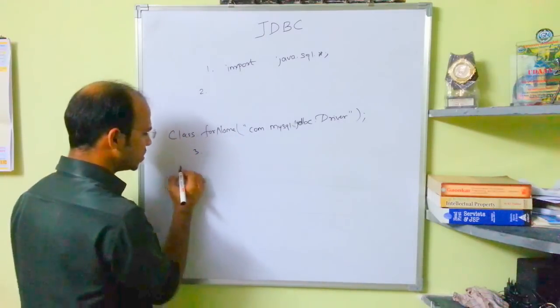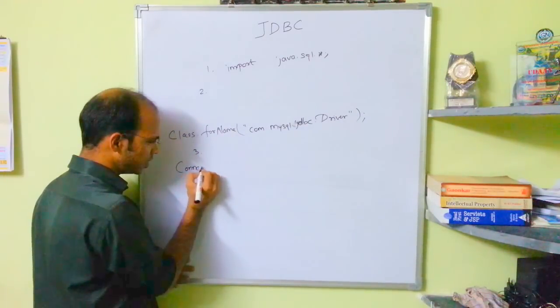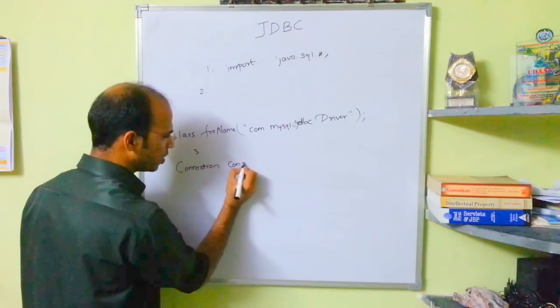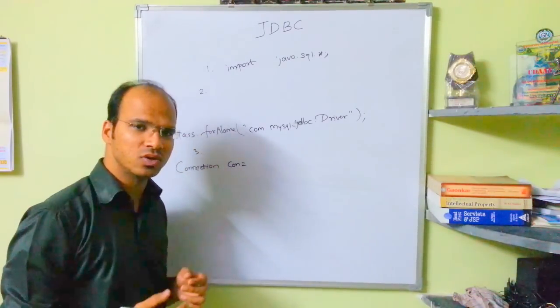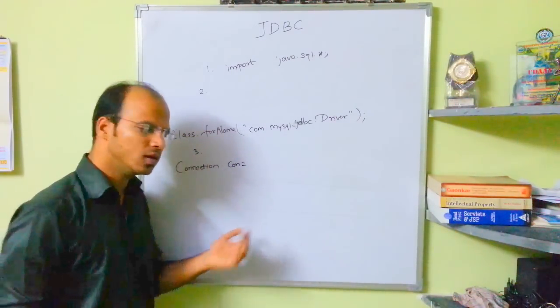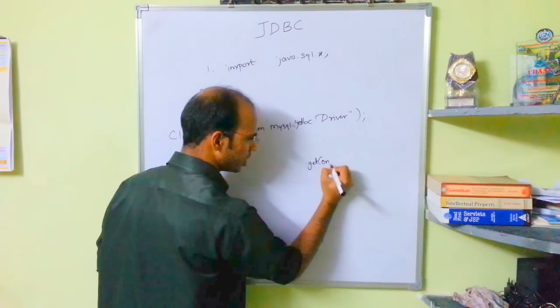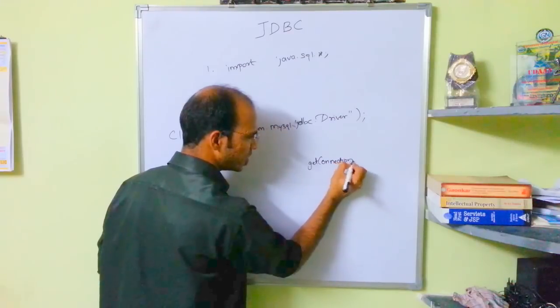Now your third step is to create a connection. To create a connection, we have an interface called Connection, and to create an object we have con. Again, this is an interface. You cannot create an object of an interface directly. So you have to use a method called getConnection. It will provide you the connection.